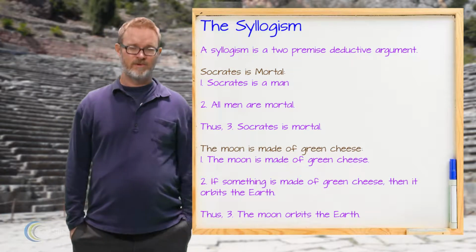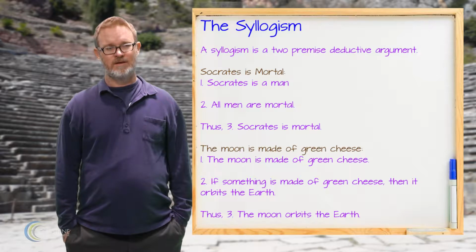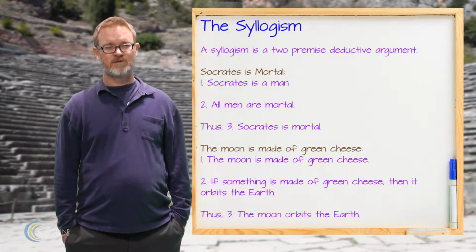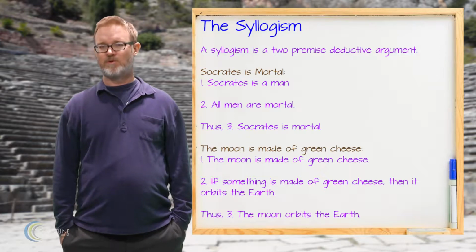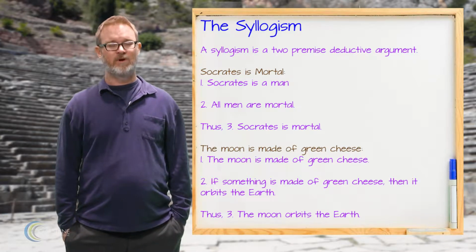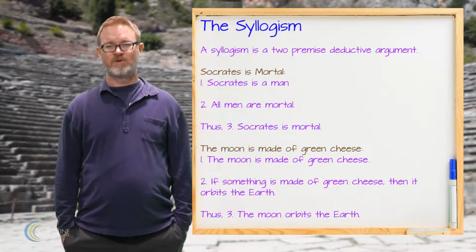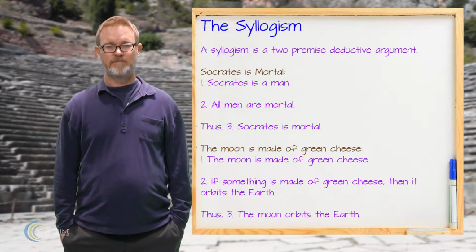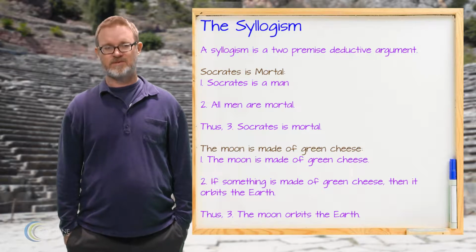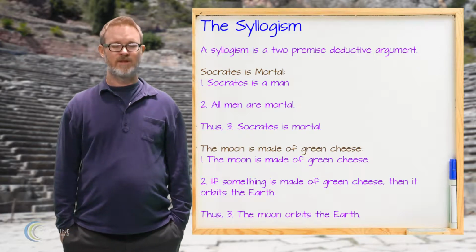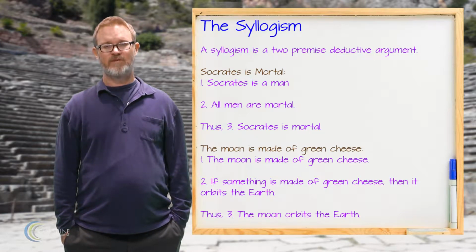So I have a couple examples for you. The first is about Socrates, the philosopher. Socrates is a man, premise one. All men are mortal, premise two. And so therefore, the conclusion of the argument, of course, is that Socrates is mortal, right? You can see that that conclusion follows necessarily from the premises, and it is deductive in that case. And so we have there a syllogism.